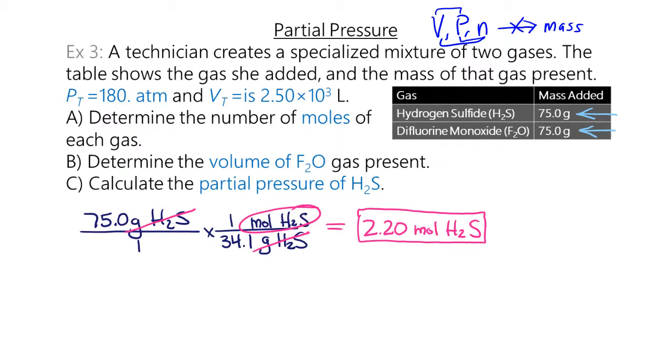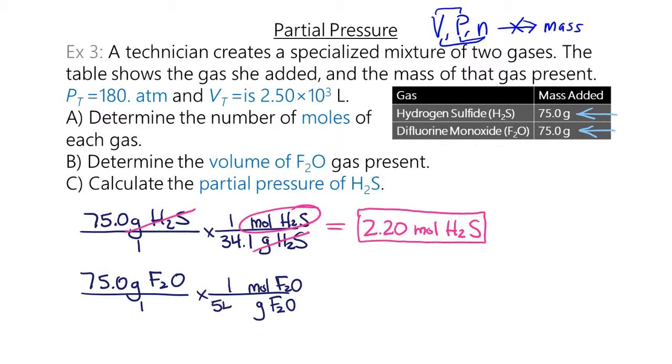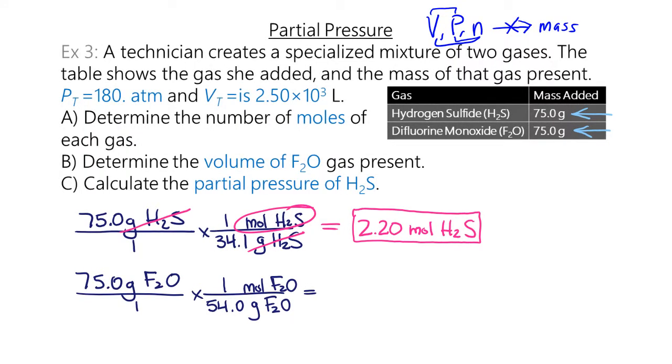I will do the same thing with the difluorine monoxide. There are 75 grams of that also, so 75 grams of F2O. I'm dividing that by the molar mass to get moles, and the molar mass of difluorine monoxide is 54. Doing the math here, I get another cancellation. Grams of F2O are gone, moles of F2O are not, and I have 1.39 moles of difluorine monoxide.